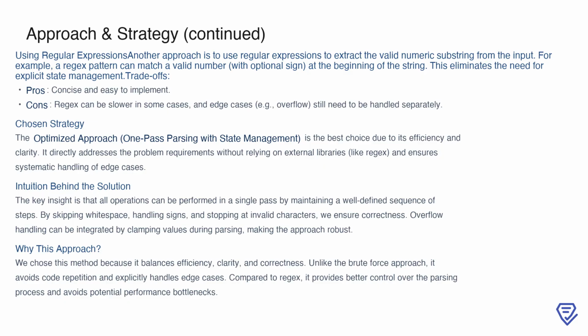Considering these factors, the optimal choice is the one-pass parsing method with state management. It provides a structured way to handle all edge cases while staying efficient. The intuition behind this solution lies in its step-by-step approach. By skipping unnecessary characters like whitespace, correctly identifying signs, and halting at invalid input, you maintain both correctness and simplicity. Overflow handling is integrated seamlessly during parsing, ensuring the solution is both robust and clean. This method avoids reliance on external libraries like regex and gives you full control over the parsing logic.